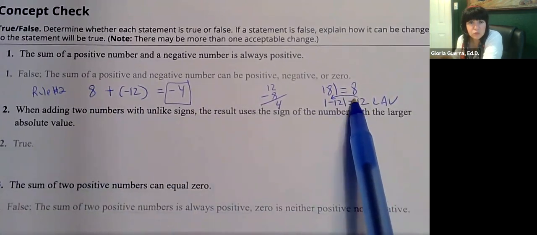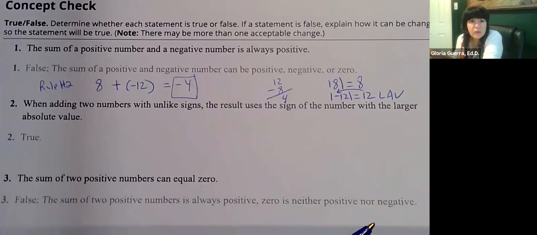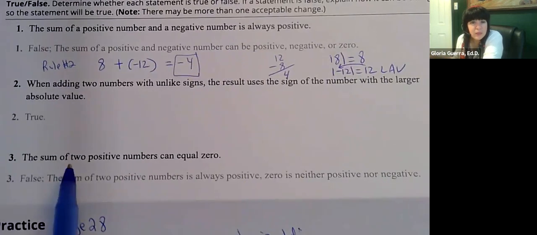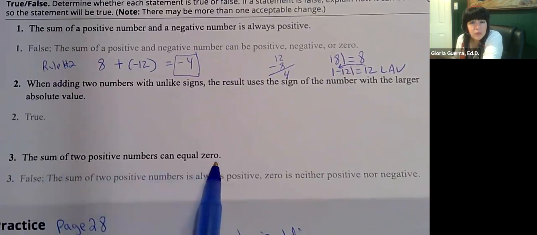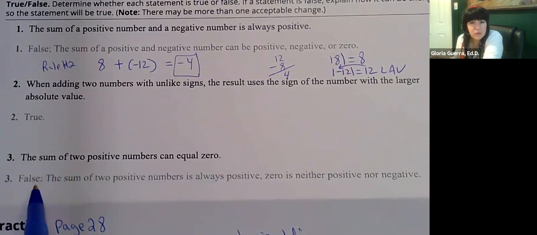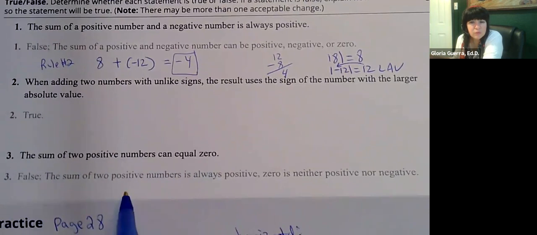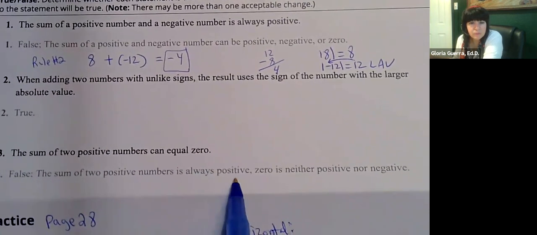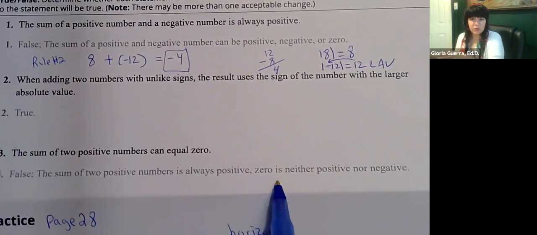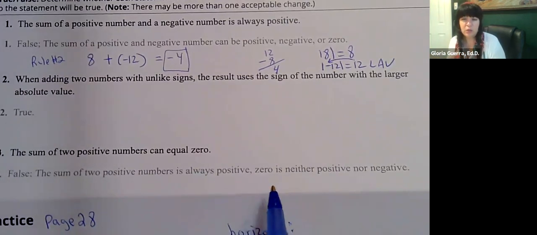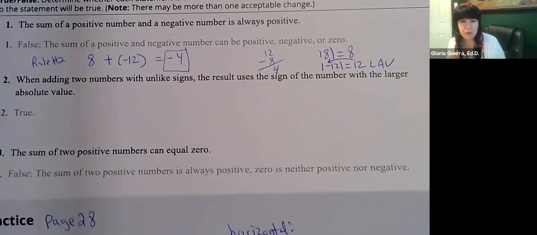Okay, so that's true. And then this one says that the sum of two positive numbers can equal 0. Yeah, I don't think that can ever happen. They say that that's false. The sum of two positive numbers is always going to be positive, okay? And they say that zero is actually neutral. Zero is actually not a positive nor a negative number, okay?